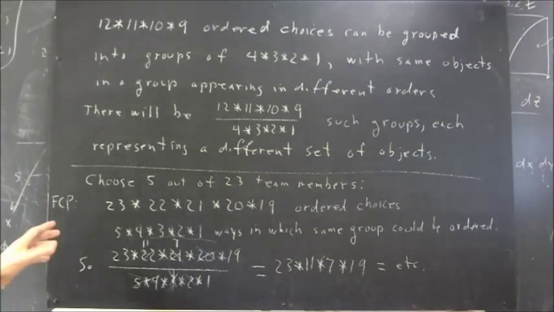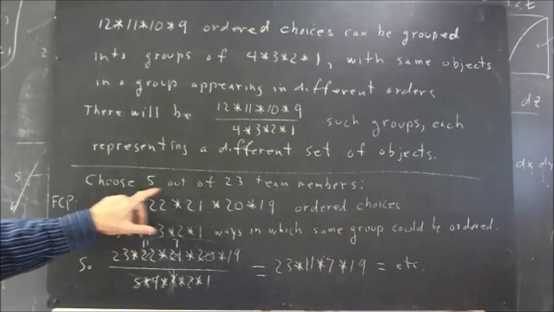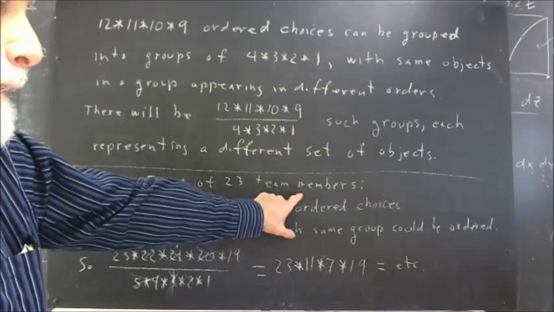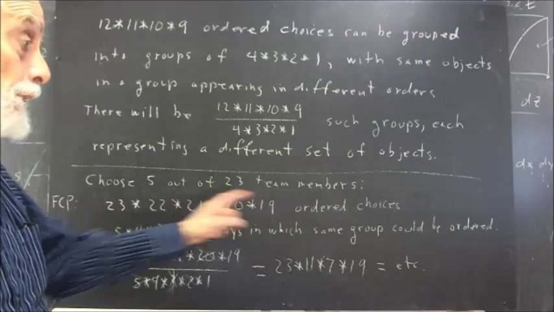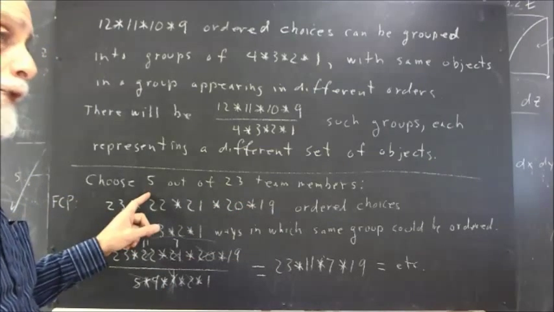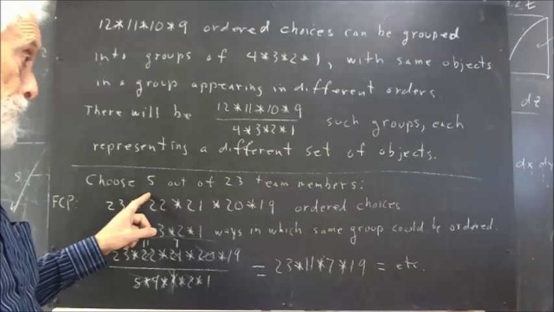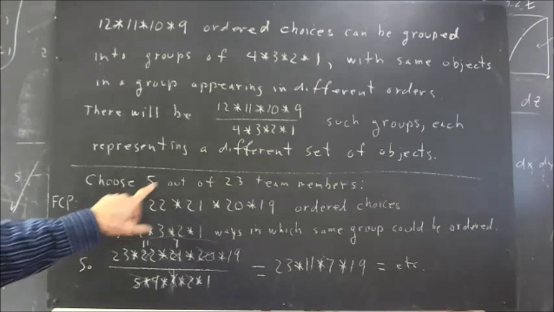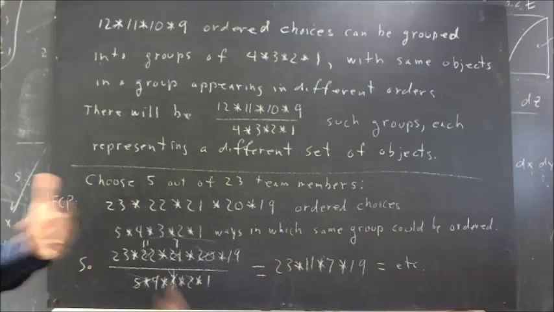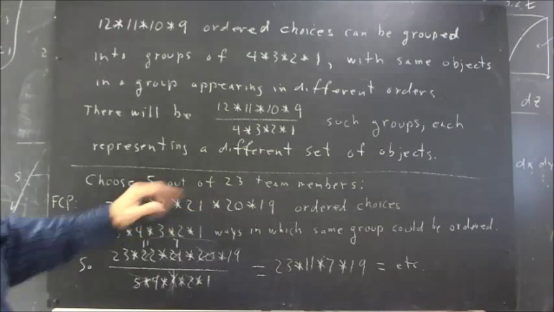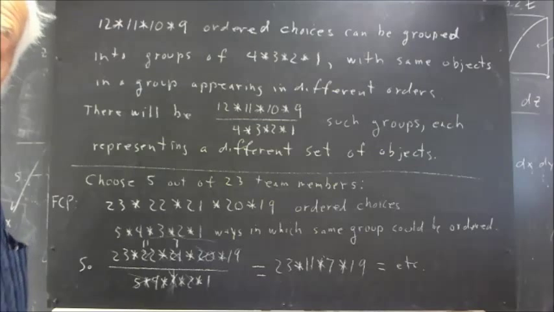Okay, now let's go on, and let's say we want to choose 5 out of 23 team members to go on the floor. Okay, we've got a team, say a basketball team. We've got 23 people on the team. We're going to choose 5 people to be on the floor. Those 5 will be playing the game. The rest will be waiting to substitute and so forth. So, how many ways are there to do this?